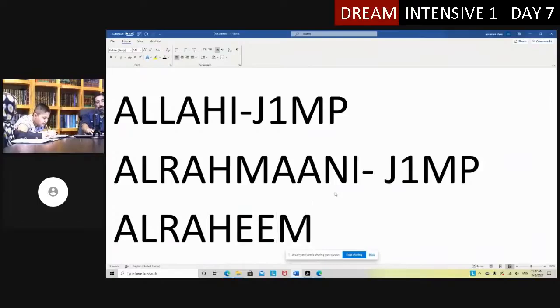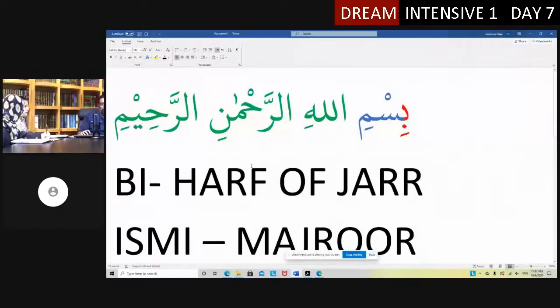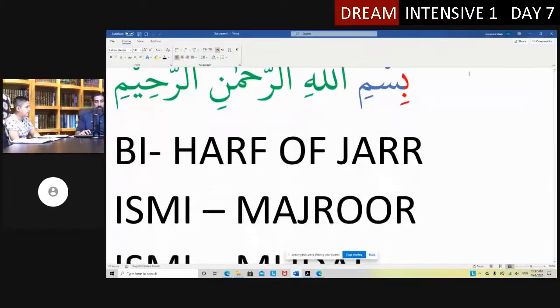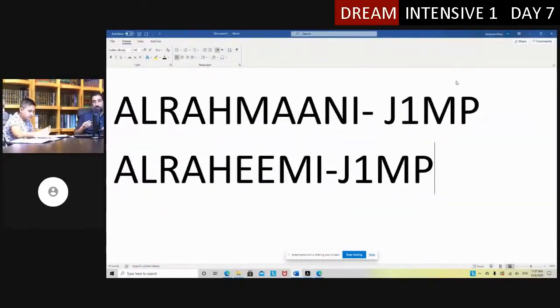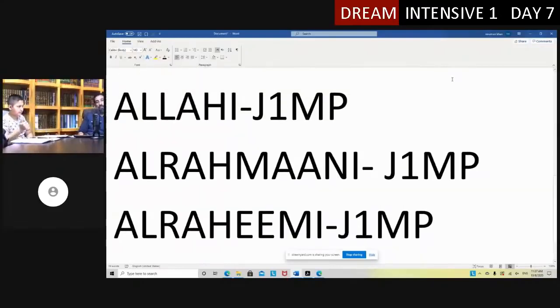Al-Rahimi. So Al-Rahimi, this is jar. We already know this. Both masculine, and proper because of the Al. Jar, one, masculine, proper. I agree. Jar, one, masculine, proper. What do you notice about the word Allah, the word Ar-Rahman, and the word Ar-Rahim? They all match.